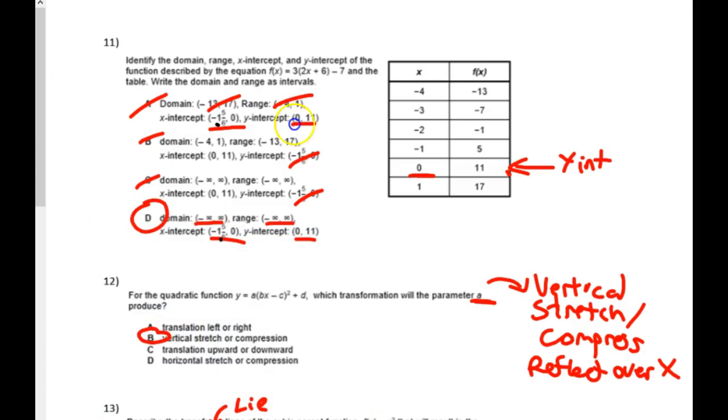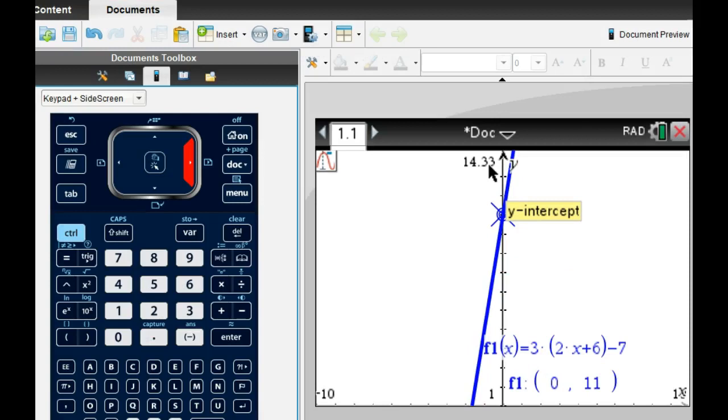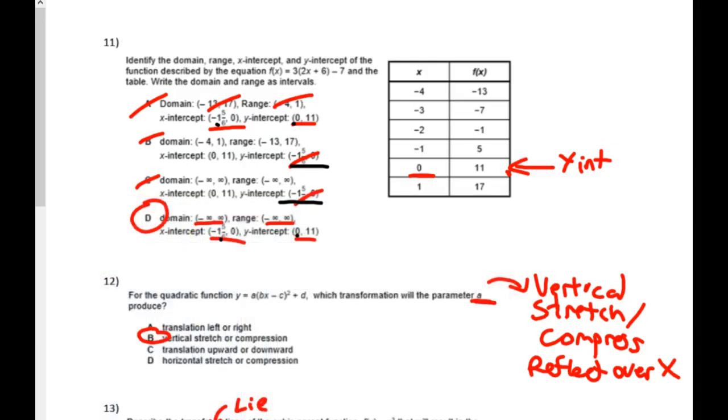So these are fine. So we notice that this has to be eliminated, this has to be eliminated. However, domain and range is what really we got to know. For linear, it goes forever to the left, forever to the right, forever up, forever down. For a linear function, so that could not be up here, it has to be letter D.